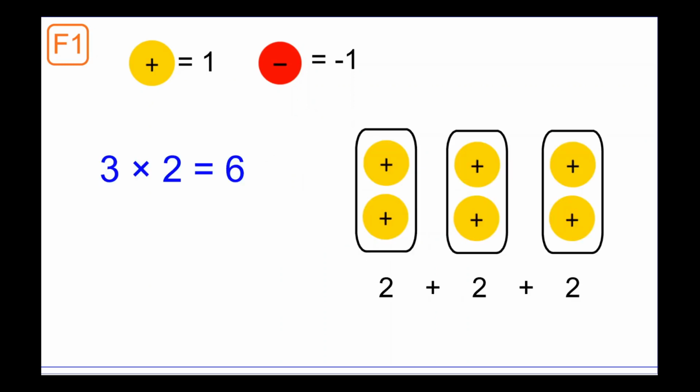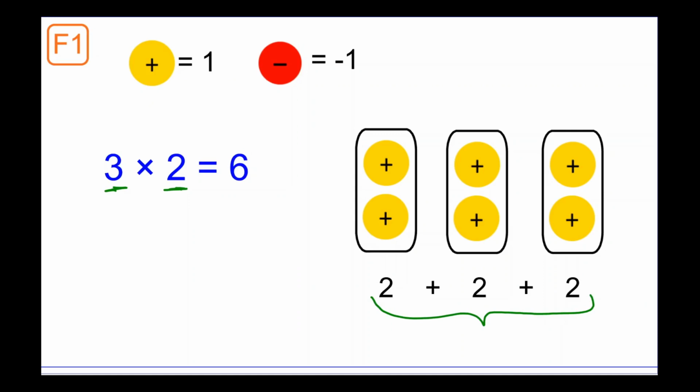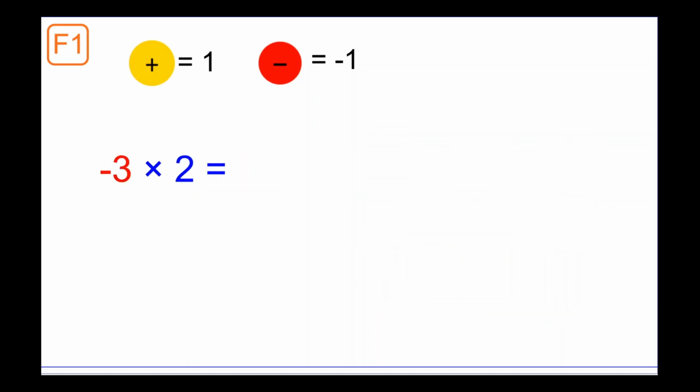We understood 3 times 2 by thinking about repeated addition. We added 2 together 3 times. And here we are, this is 2 added together 3 times. Let's see if we can understand negative 3 times 2 using repeated subtraction. We'll take away 2 3 times.